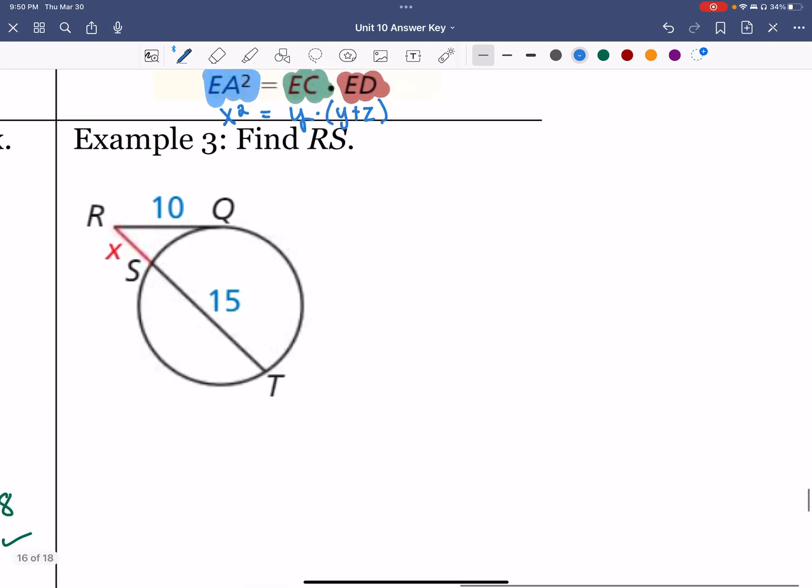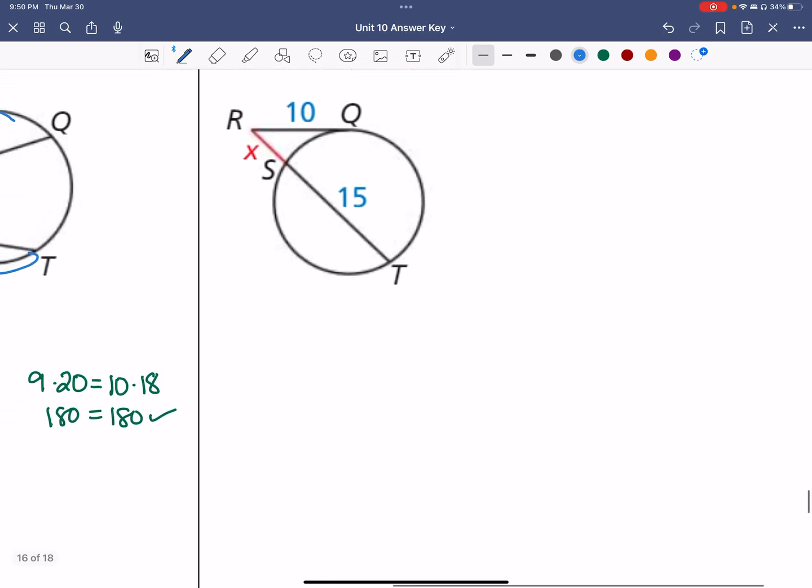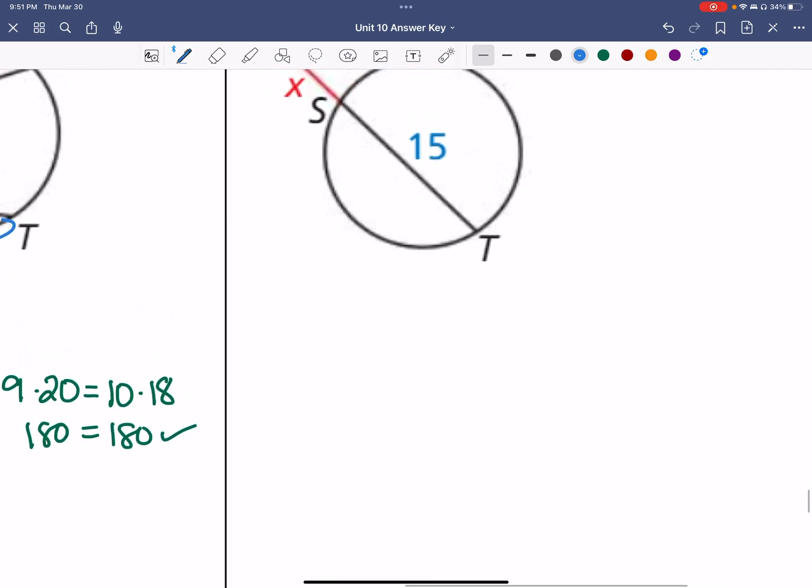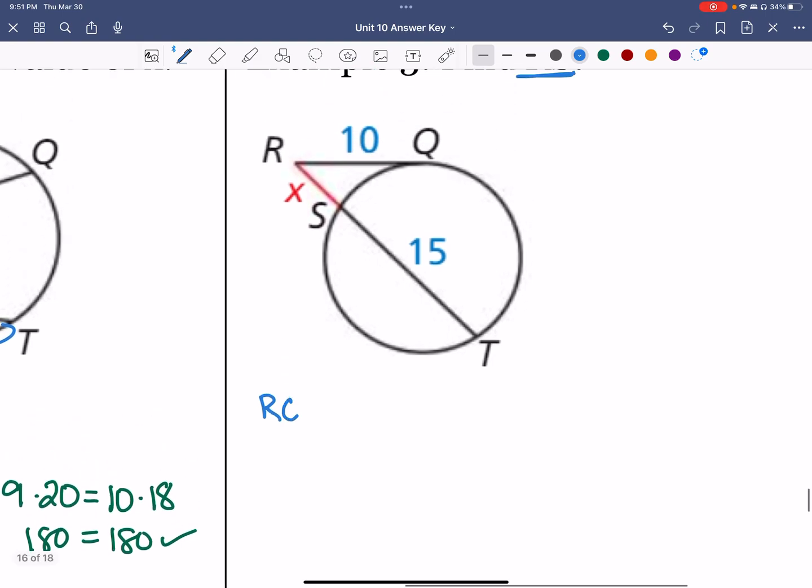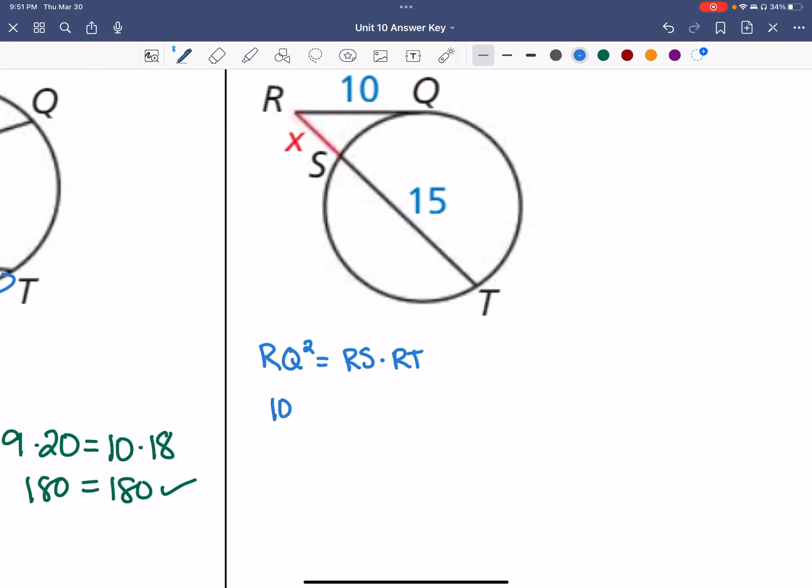So I'm going to come down here, and my first thing I want to notice is that I need to find RS. So after I find x, I will have to go back and solve for RS. So let's go ahead and write my formula. So I have RQ squared is going to equal RS times RT. RQ is going to be 10, RS is x, and then RT is going to be x plus 15.